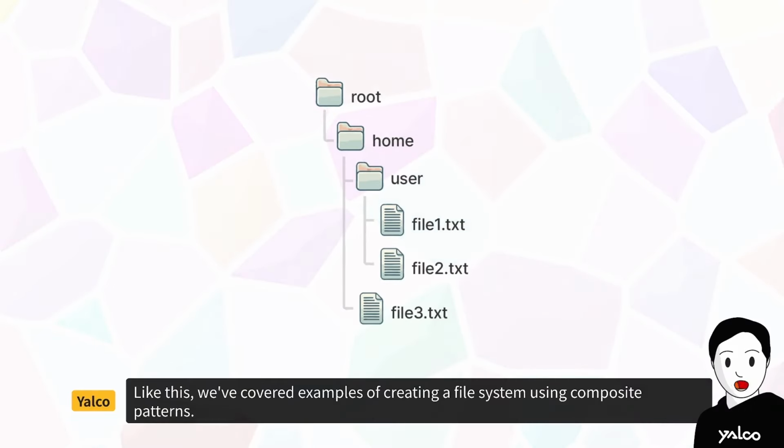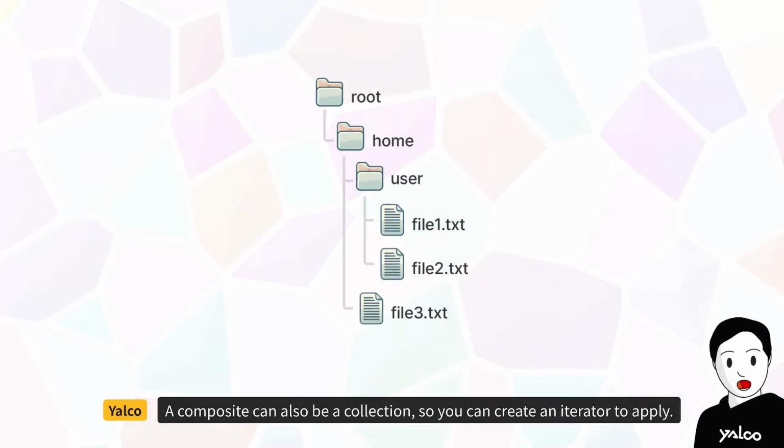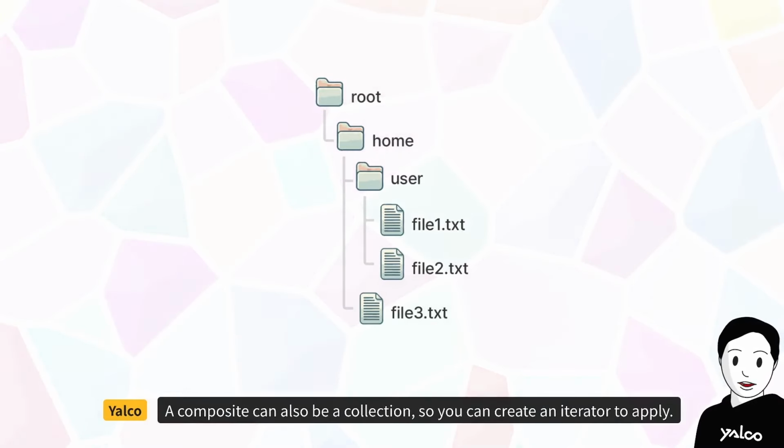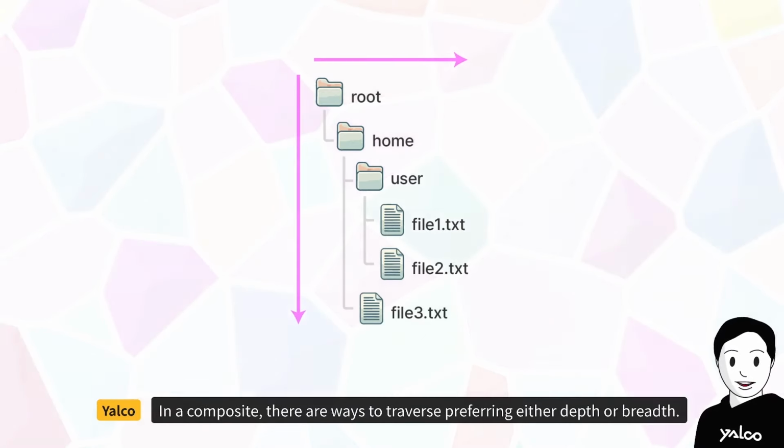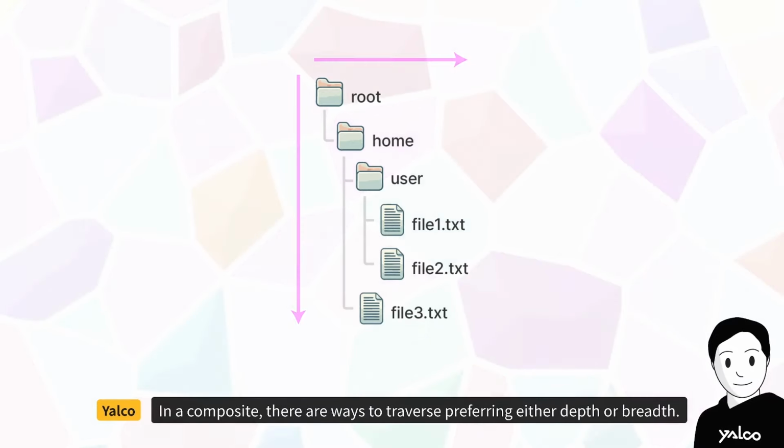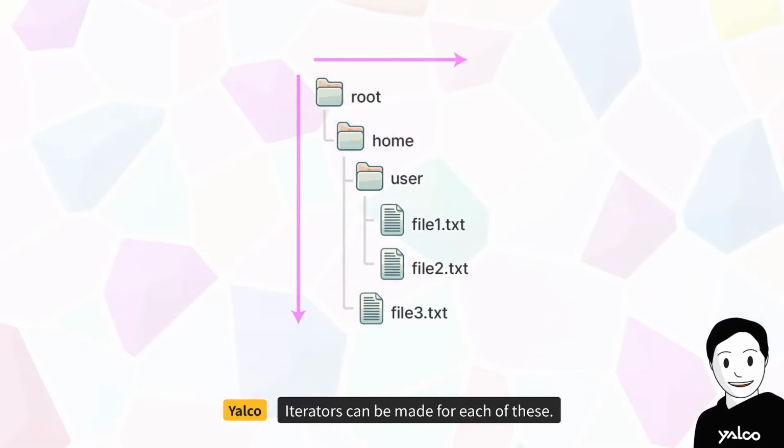Like this, we've covered examples of creating a file system using composite patterns. A composite can also be a collection, so you can create an iterator to apply. In a composite, there are ways to traverse, preferring either depth or breadth. Iterators can be made for each of these.